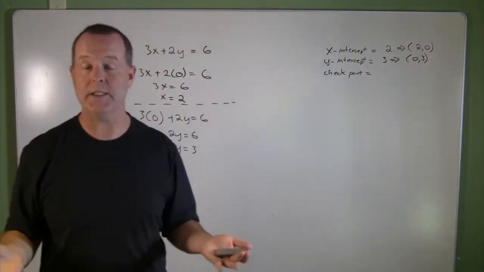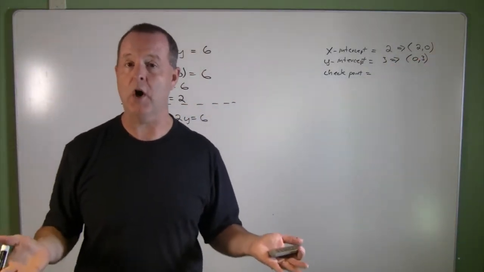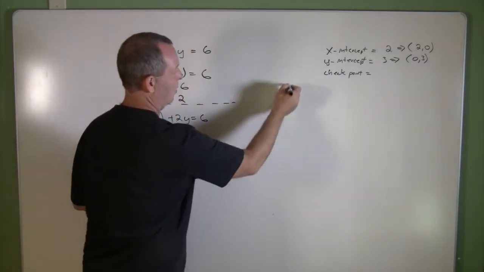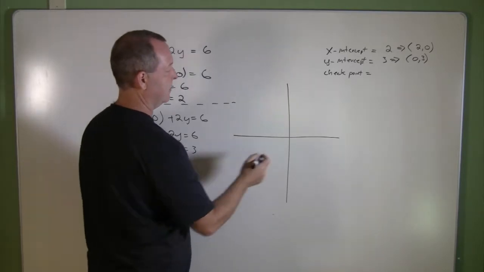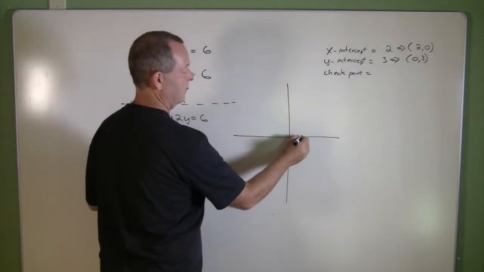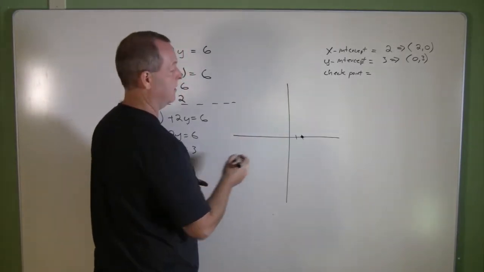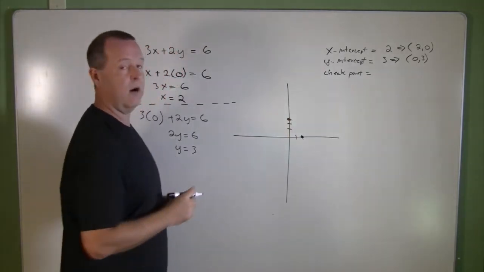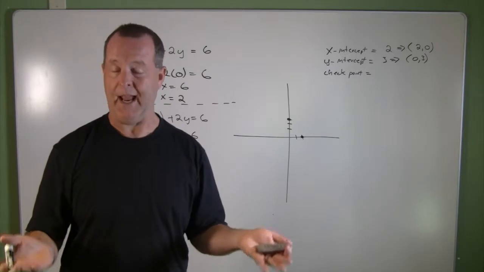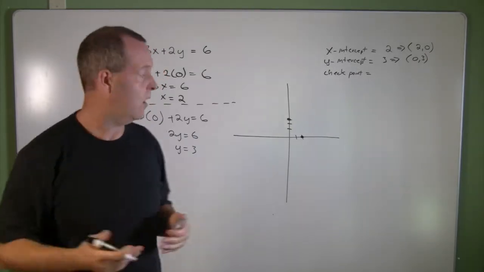So I know its two intercepts now, which are enough points for me to know where its graph is. It crosses the x-axis at 2, right there. Crosses the y-axis at 3. And there I have 2 points, and 2 points is enough to draw and create a line.